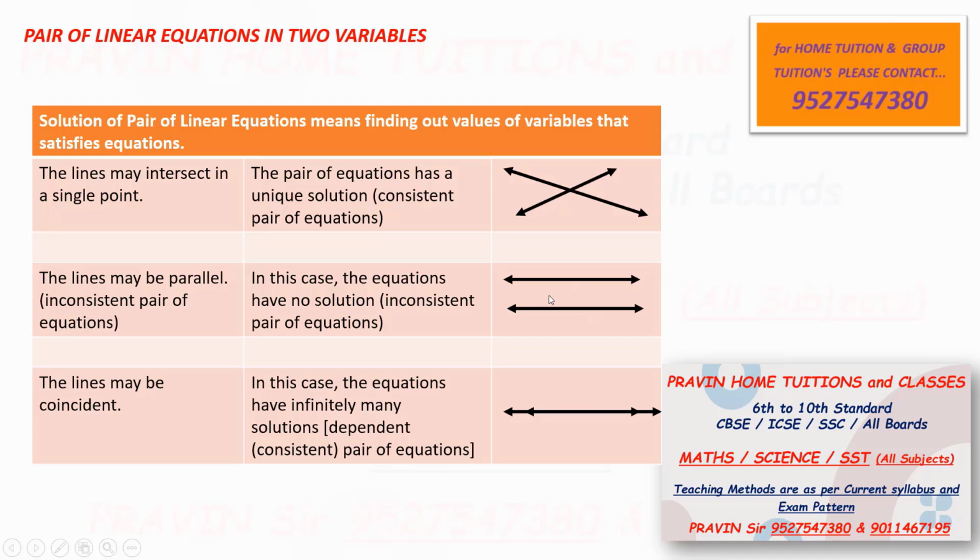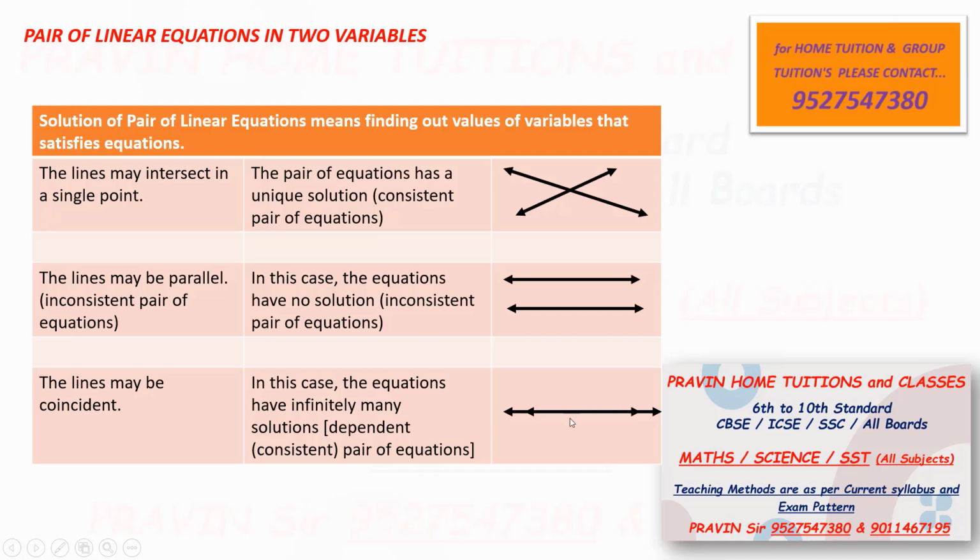So if parallel lines are there, we can call them an inconsistent pair of equations because these lines or these equations do not have any solution. So they have a no-solution case. If lines are parallel, there is no solution, meaning there is no point which satisfies both the equations. So we can call them an inconsistent pair of equations.